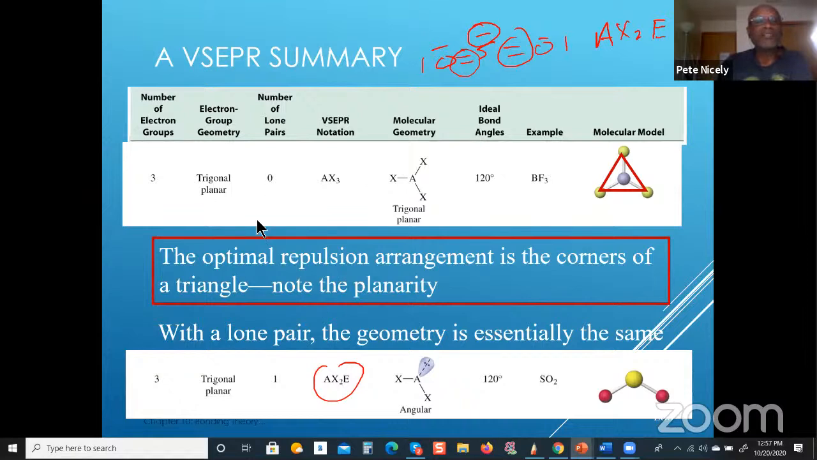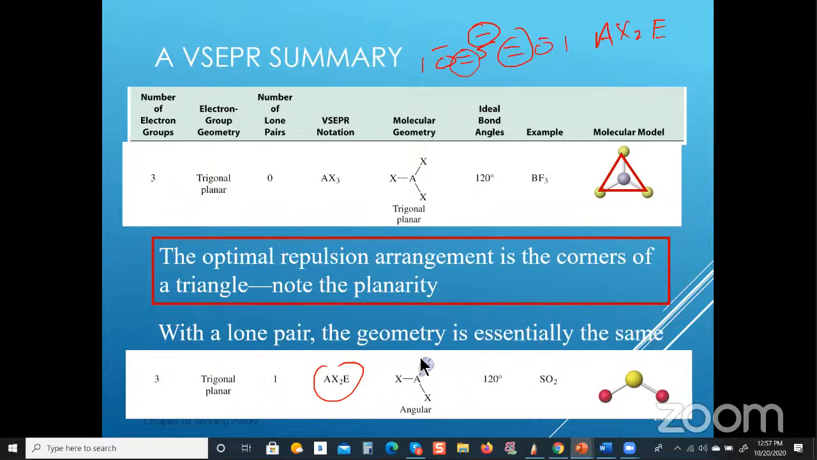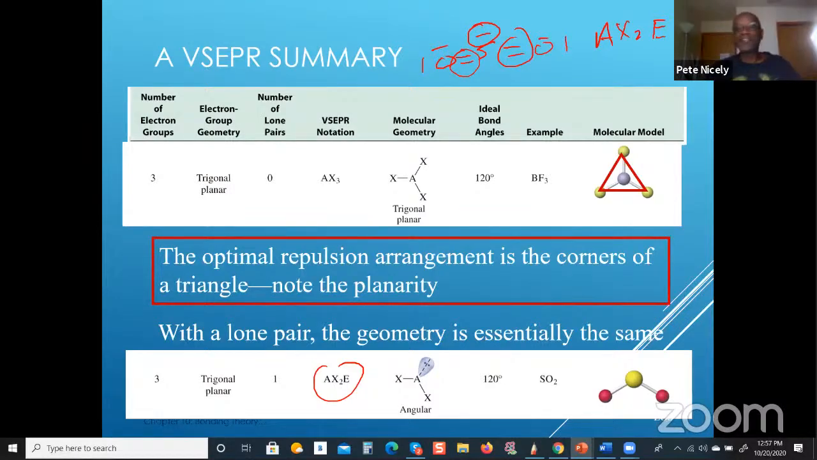Okay, any questions about these 2? Any questions about these shapes and electron geometry, etc.? Any questions? No, I don't think so. Okay, so continuing.